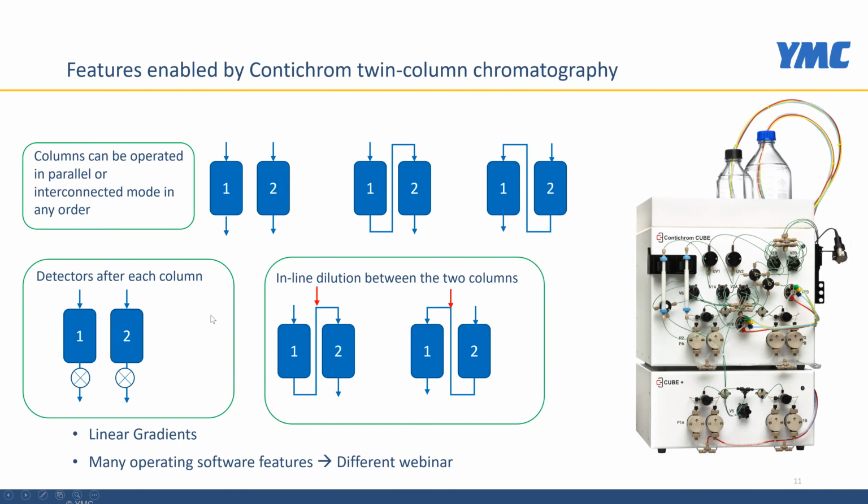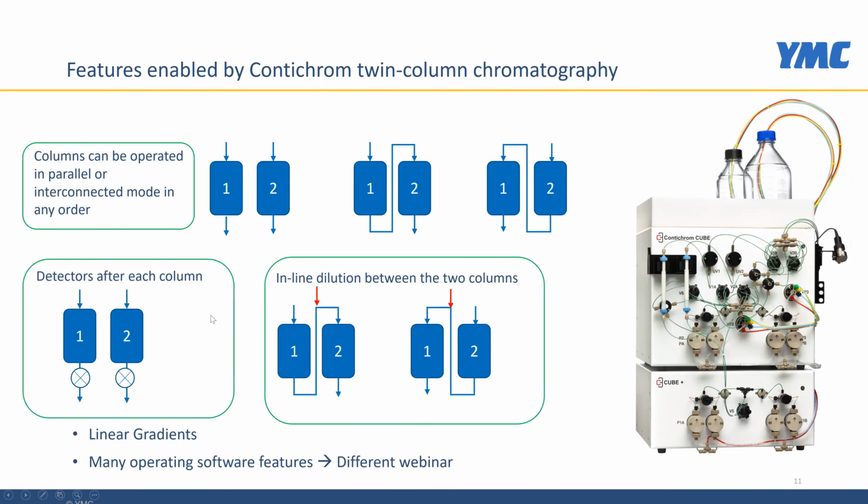These features have been presented in separate webinars, and they're available both on the small scale and on the large scale. So summarizing, the Contichrom CUBE system is a system that has all-in-one process capabilities, and it's one unit really to address these various purification challenges in capture and polishing that you may encounter.